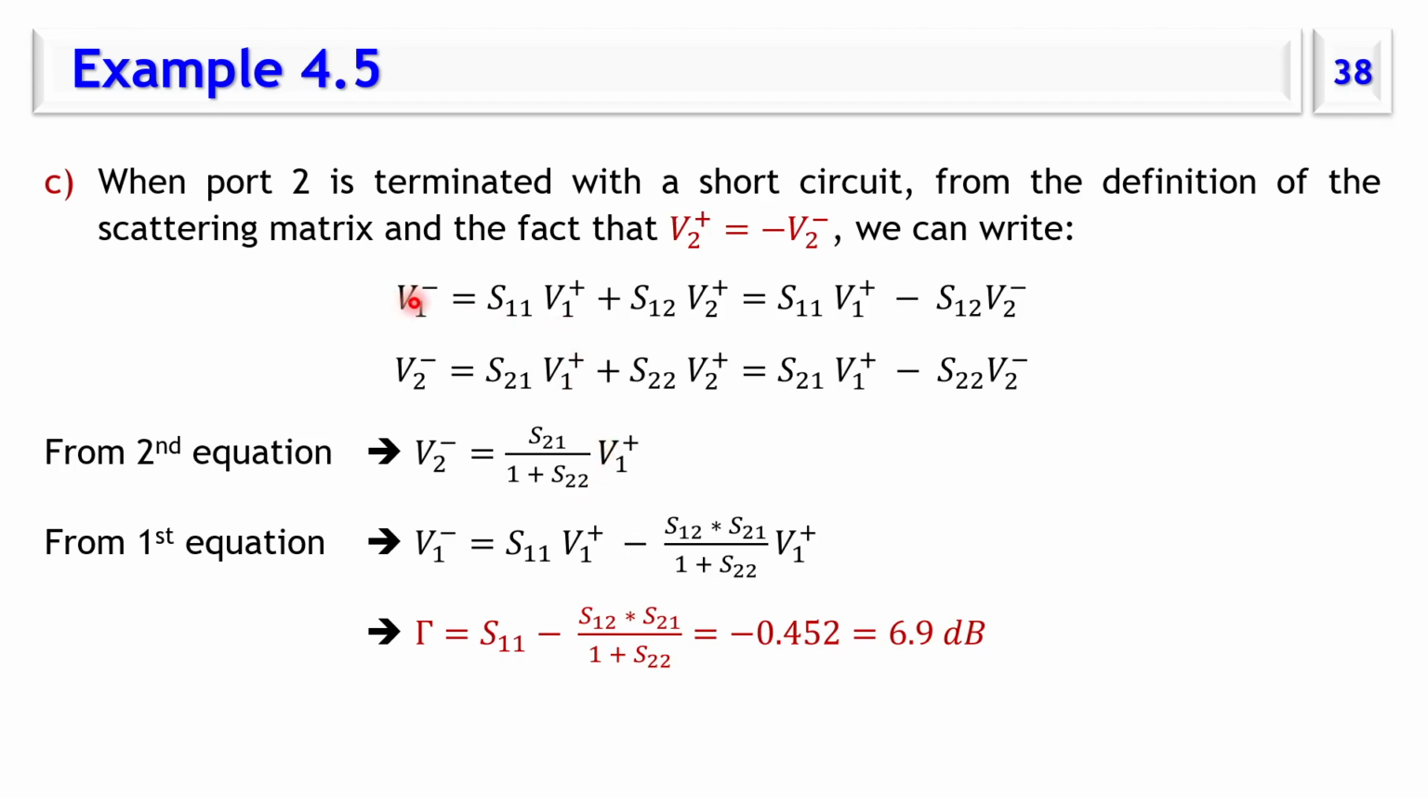So the first equation, V1 minus will equal S11 V1 plus minus S12 multiplied by V2 minus here. So we'll come up with this expression. So the reflection coefficient here, V1 minus over V1 plus under this condition, will equal S11 minus this expression, and we can come up with the value and calculate the return loss, which is minus 20 log to the base 10 of 0.452, and the exercise is solved this way.